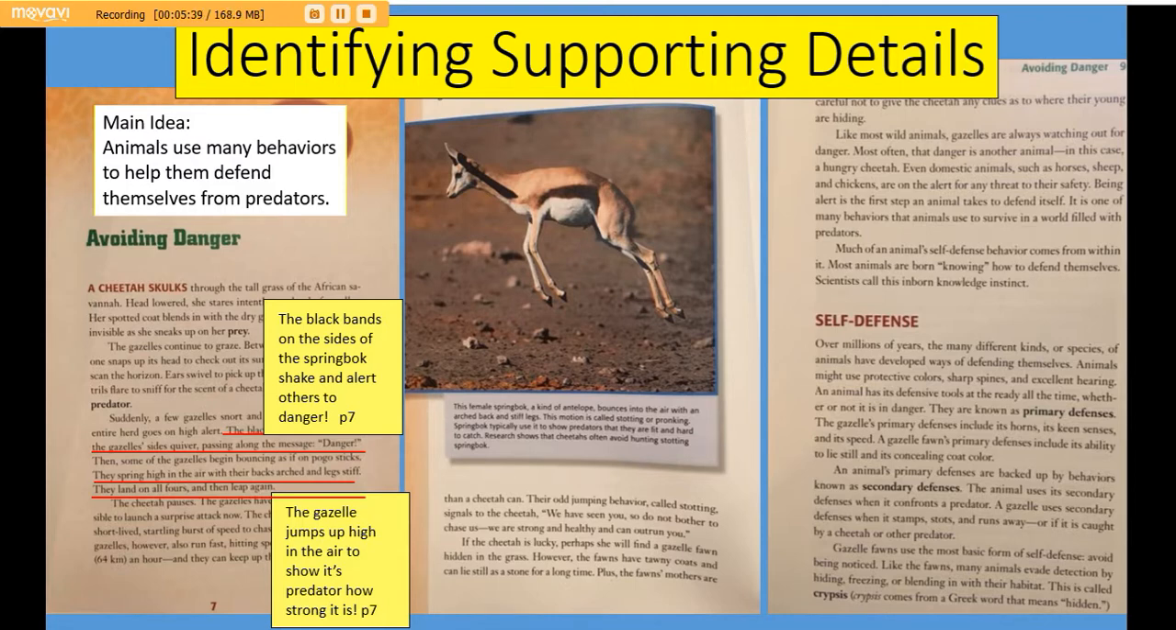Much of an animal's self-defense behavior comes from within it. Most animals are born knowing how to defend themselves. Scientists call this inborn knowledge instinct.